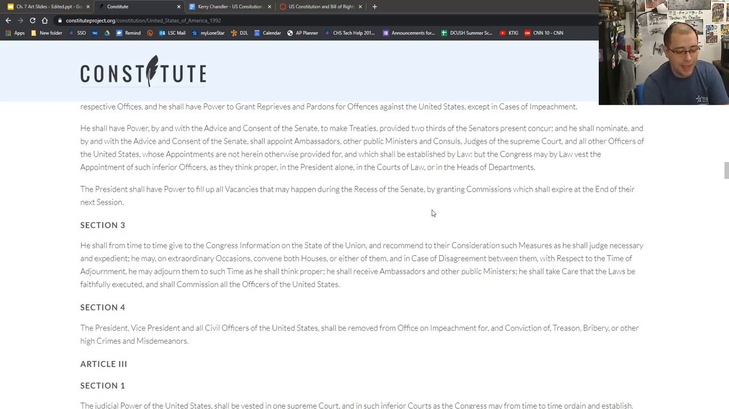So anyway, he could have appointed Merrick Garland during the recess, when the Senate went on recess in June. However, as soon as the Senate came back from recess, they could then turn around and remove him. But this actually happened.